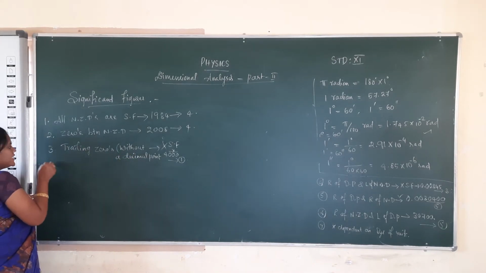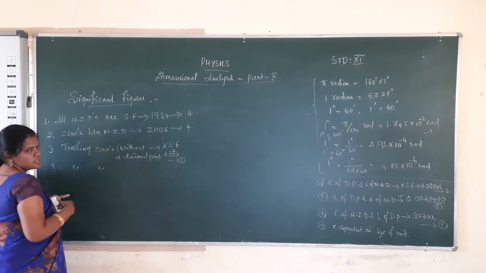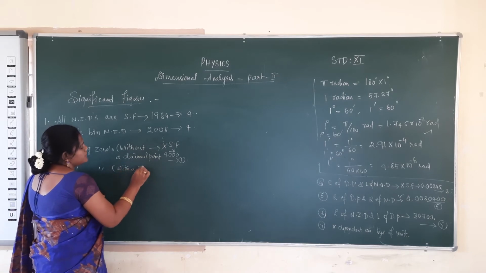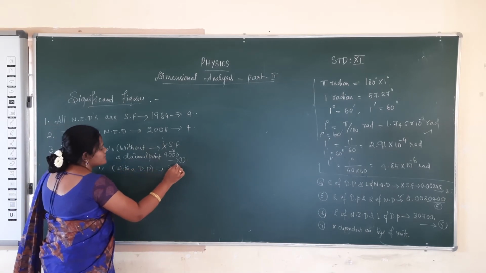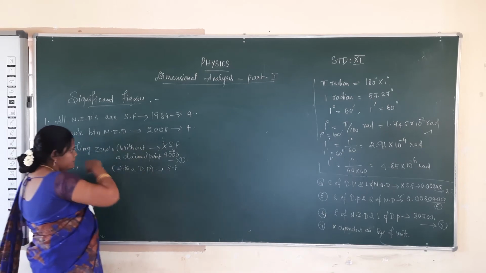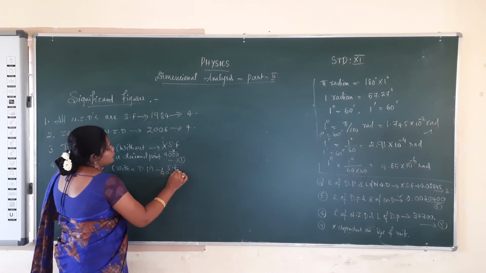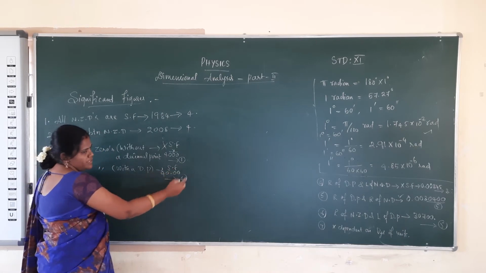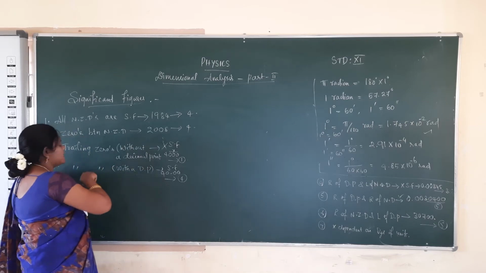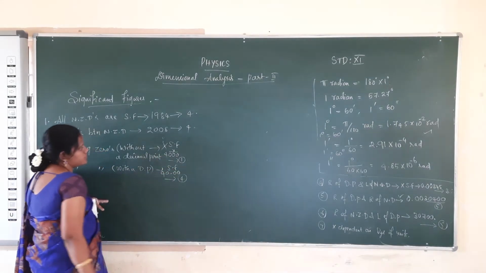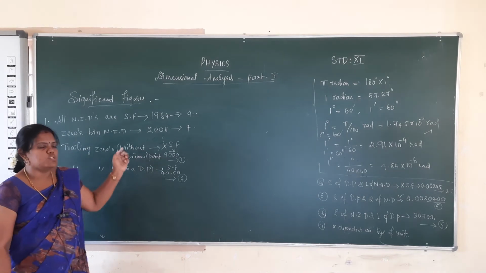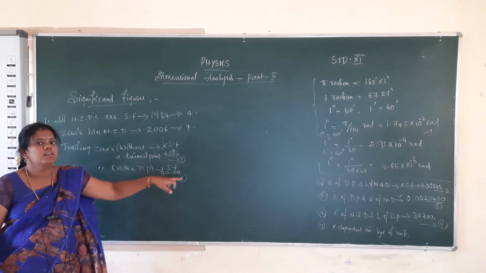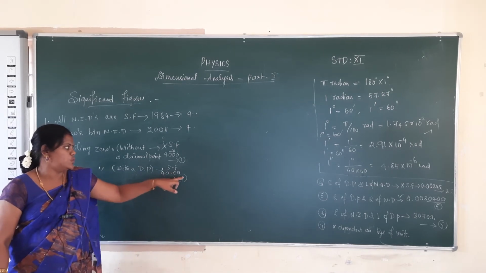Then trailing zeros with a decimal point. Without a decimal point they are not significant, but with a decimal point, trailing zeros are considered significant figures. For example, 40.00, the number of significant figures is 4. If there is a decimal point, the zeros are considered. So with the decimal point, the trailing zeros are also significant figures.